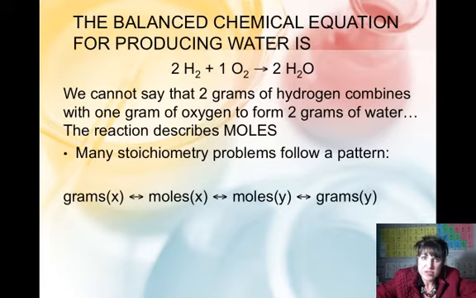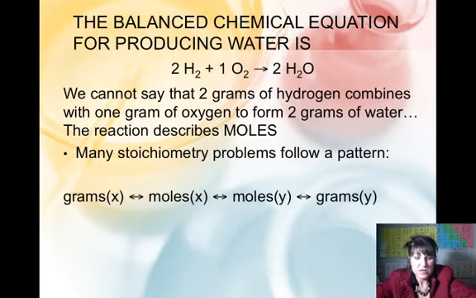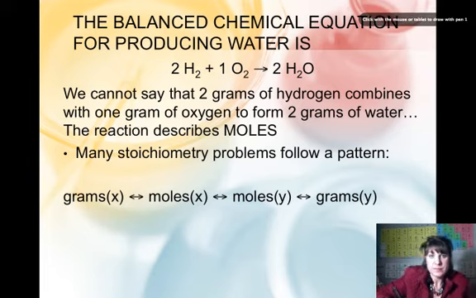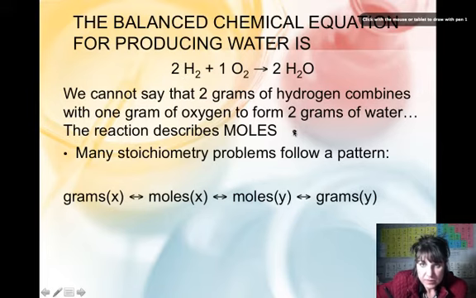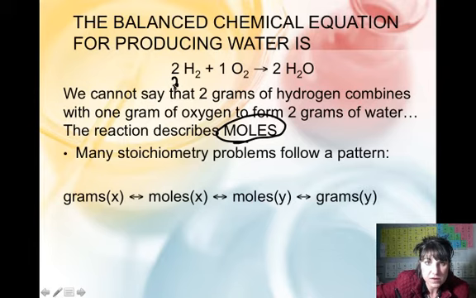So the balanced equation for producing water is to add 2 molecules of hydrogen to 1 molecule of oxygen, which will give us 2 molecules of H2O. So we couldn't say that 2 grams of hydrogen combines with 1 gram of oxygen. That's not exactly what we mean here. Rather than saying there's 2 grams of hydrogen, we mean there's 2 moles of hydrogen, and 2 moles of hydrogen weighs 4 grams. And that's going to combine with 1 mole of oxygen, which weighs 32 grams.